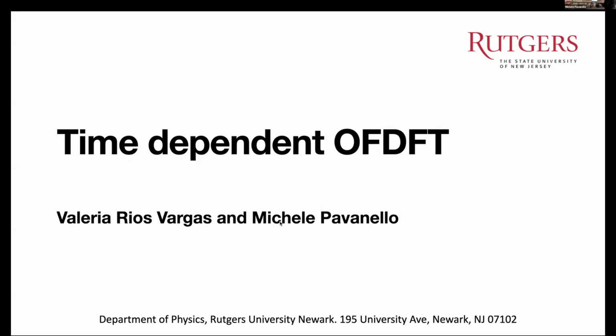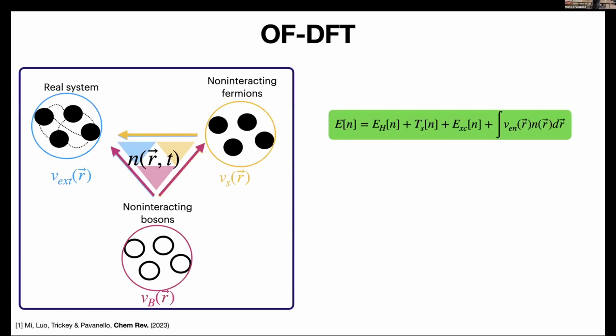Okay, thank you. So I'm going to talk about independent orbital-free DFT for nanoparticles. In Kohn-Sham DFT, the system of reference is a system of non-interacting fermions that experience an effective potential and have the same electron density as the real system. For orbital-free DFT, the system of reference is a system of non-interacting bosons that experience an effective potential called the bosonic potential and have the same electron density as the real system and the Kohn-Sham system.